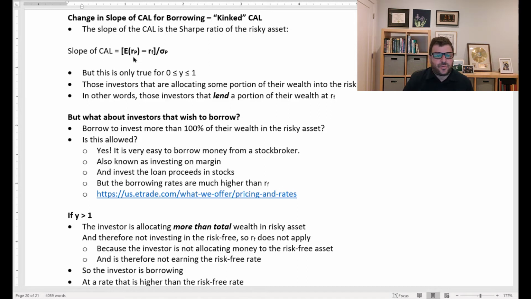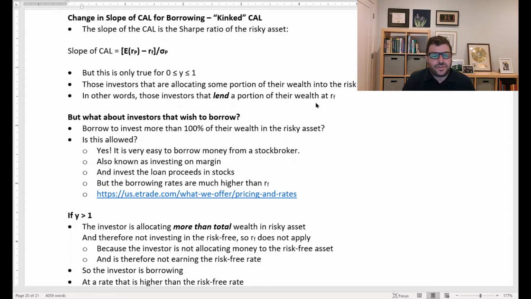It's going to be the expected return of the risky asset less the risk-free, that's the rise, divided by the risk of the risky asset or risky portfolio, that's the run. But again, this is only true for values of Y between 0 and 1. So those are investors that are allocating some portion of their wealth into the risk-free. In other words, those investors that lend a portion of their wealth at RF.